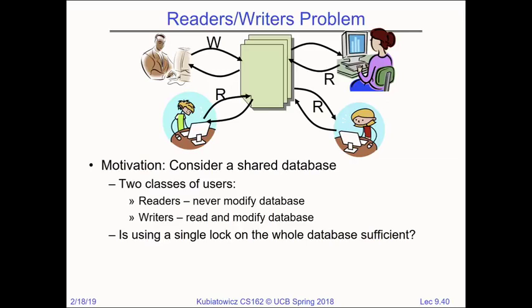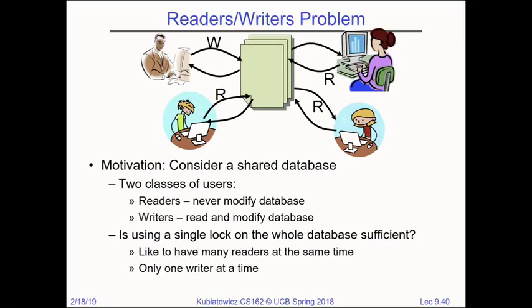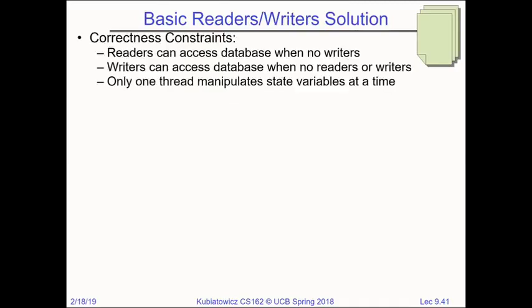Okay? Everybody with me on that? Great. So, many readers at the same time, one writer. All right. So, we're going to have correctness constraints on this. Readers can access the database when no writers. Writers can access the database when no readers or writers. And only one thread manipulates state variables at a time.